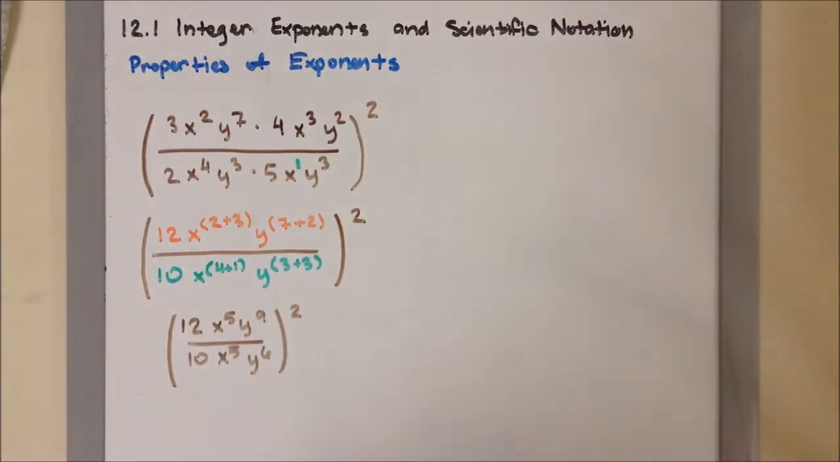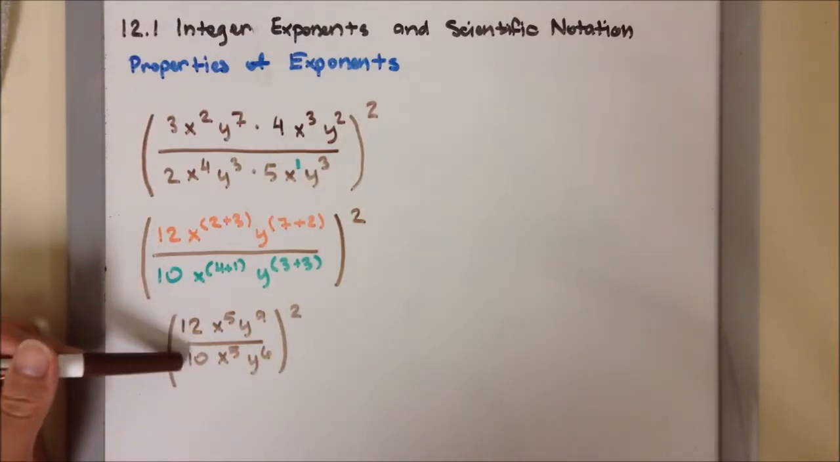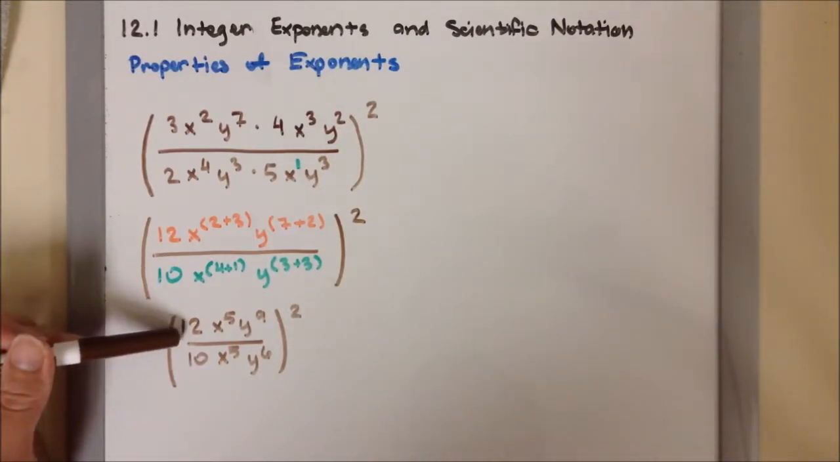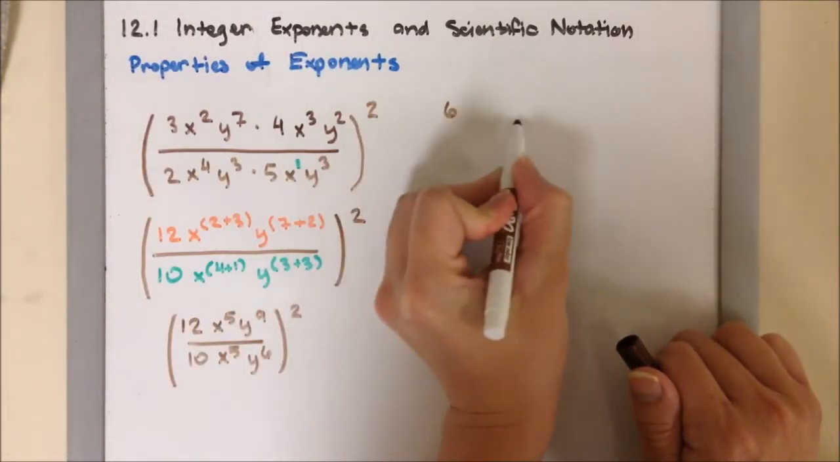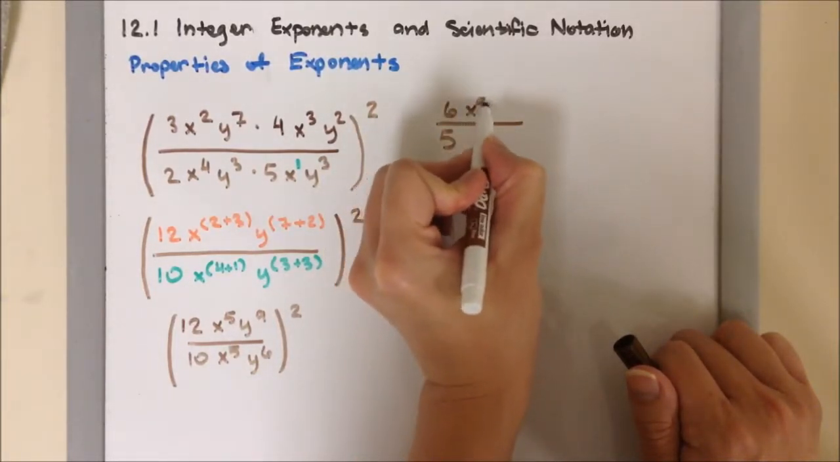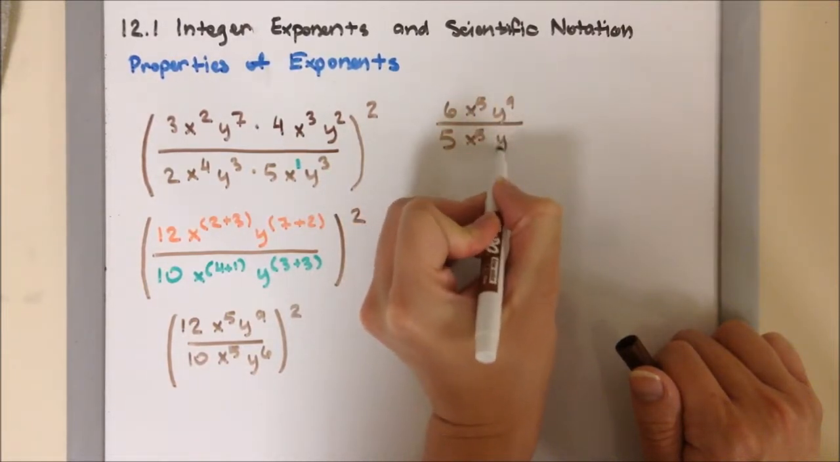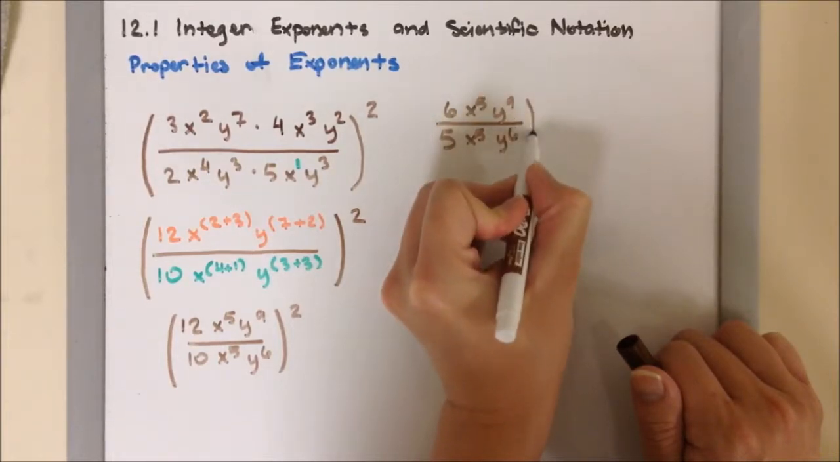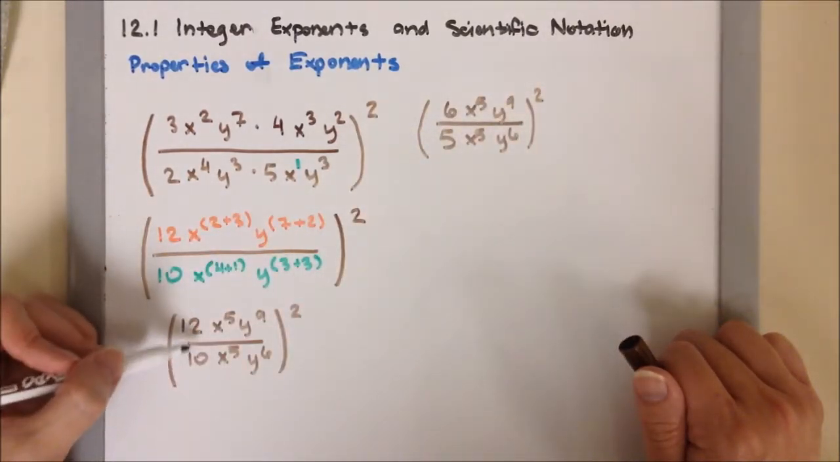Alright, so what we're going to do is we're still going to continue simplifying inside the parenthesis. So let's take a look at the number coefficient, 12 over 10. I can actually simplify that because both of them are even numbers, divisible by 2. So when I do 12 divided by 2 and 10 divided by 2, I'm going to write right here, it will be 6 over 5. So again, all I did right now is just simplify my number coefficient.